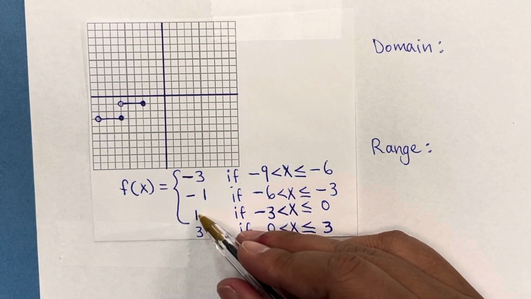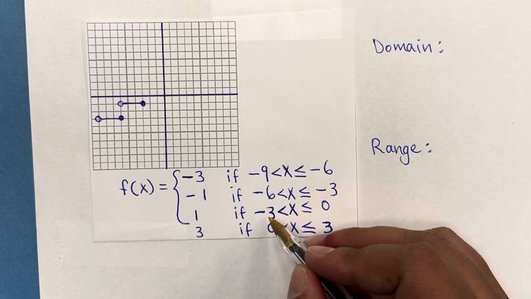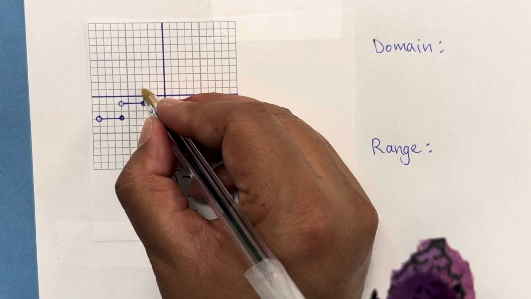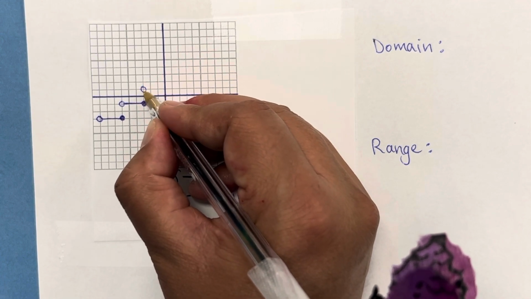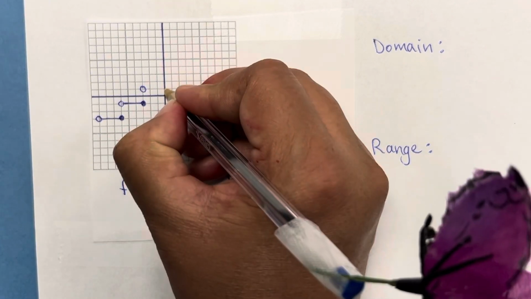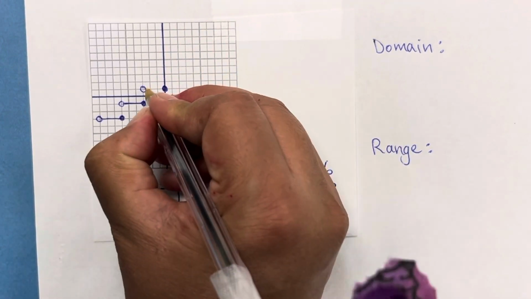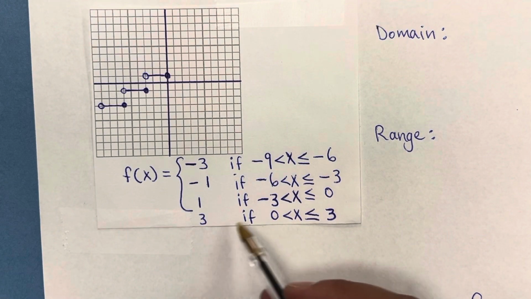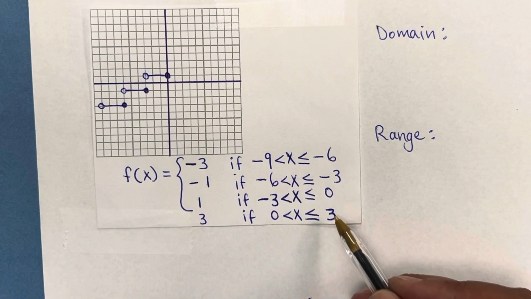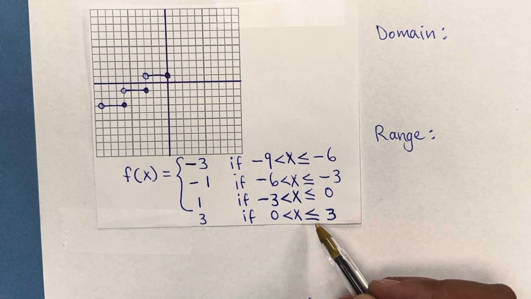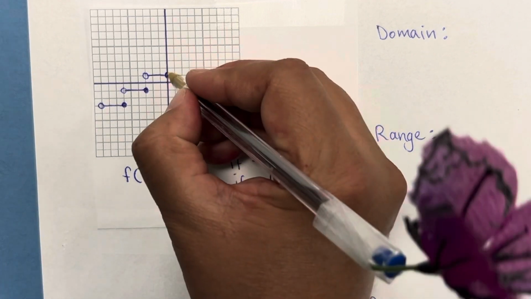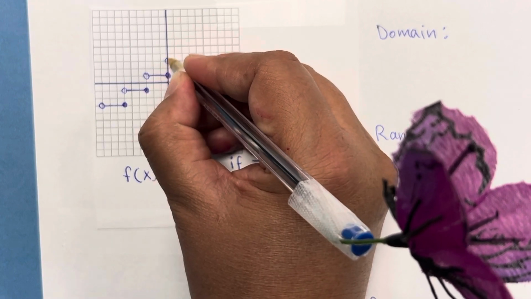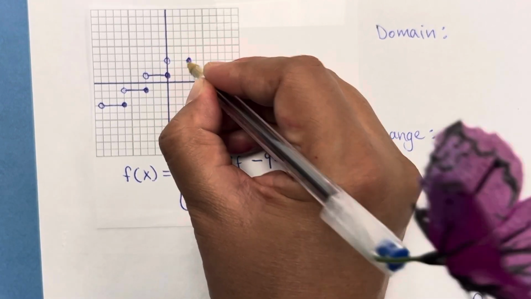For the next one is 1 between -3 and 0. So -3, but it's 1, open circle. And then at 0 is closed circle. And we connect those. And for the last one is 3, not including the 0, but closing it because of the equal sign at 3. So +3, 1, 2, 3, open circle, close circle, and connect them.